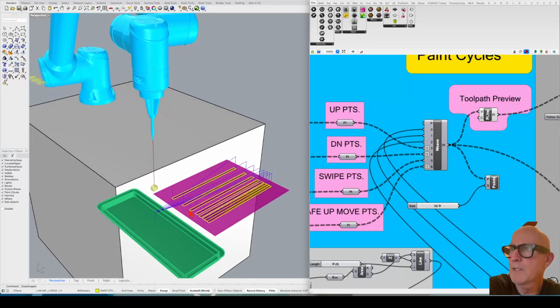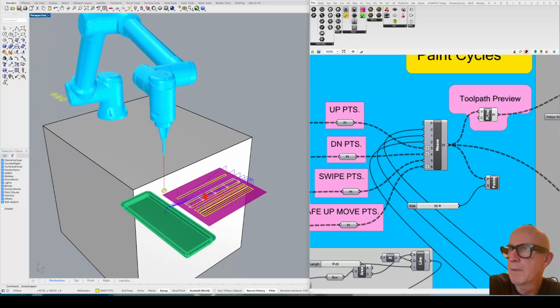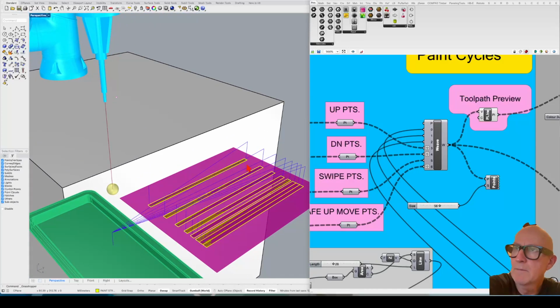So this is essentially what we're doing here. You see we're coming into the same position on the paint tray at the bottom of the tray to pick up the paint, but then each line is going back to a different position on our piece of paper. So let's look in the next video at exactly what this Weave component does for us.